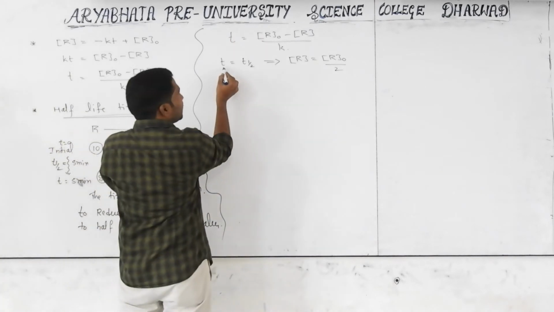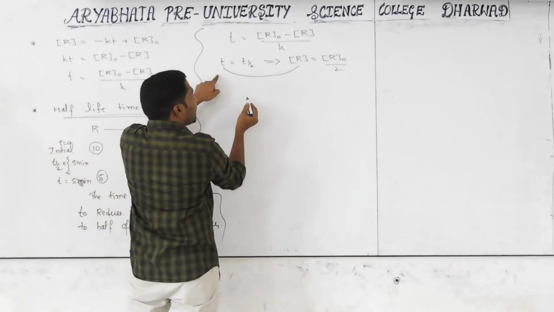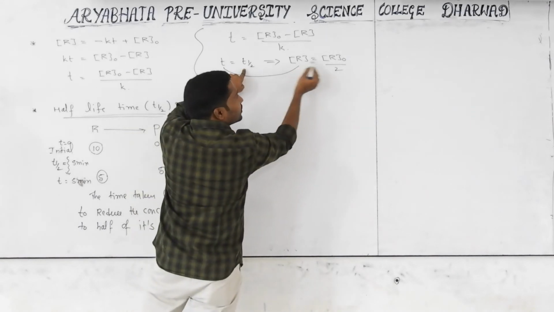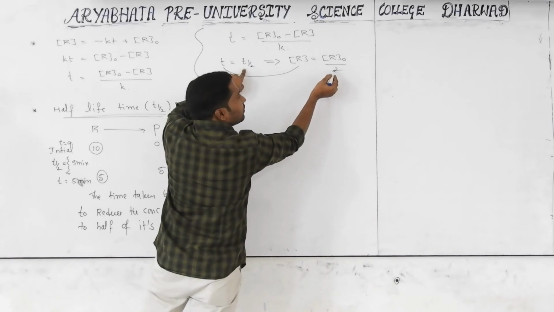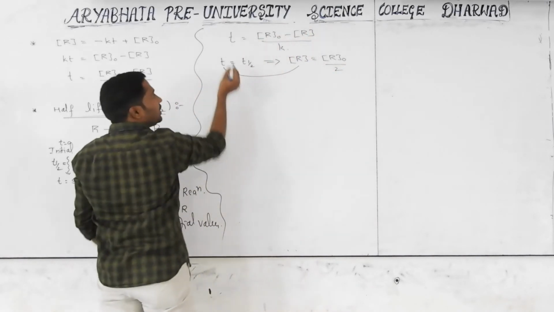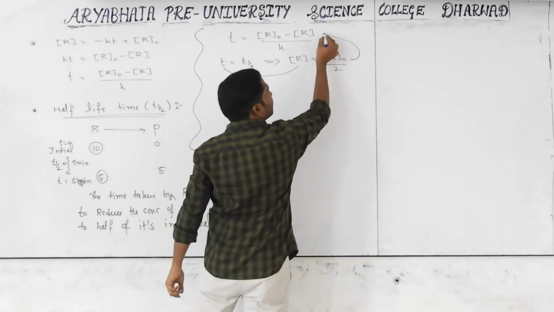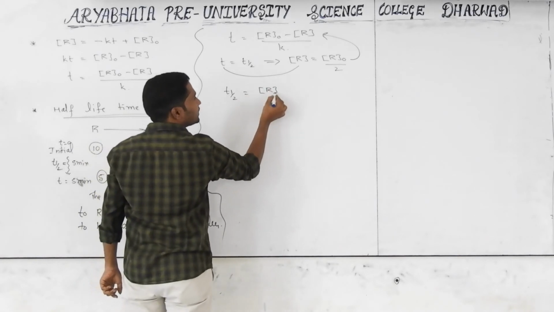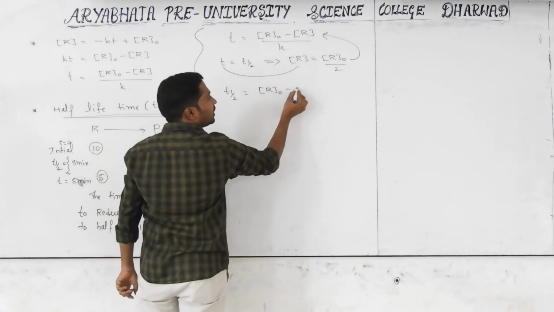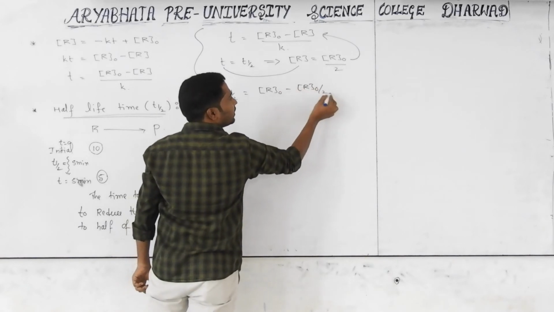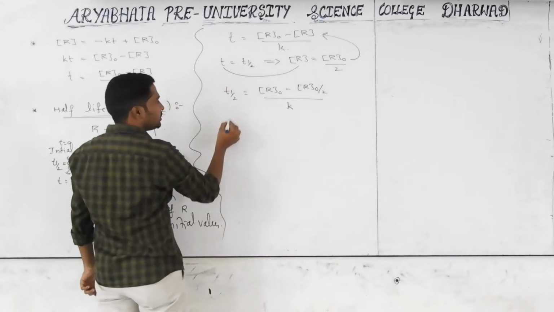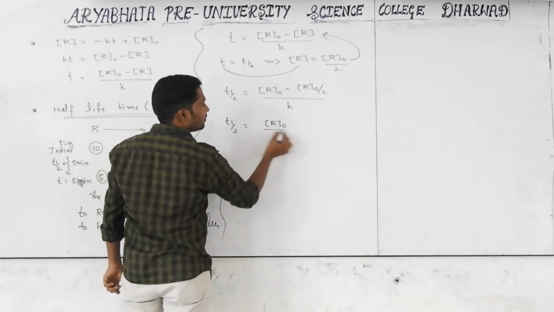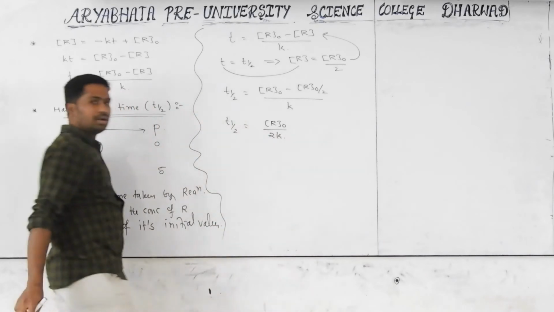So automatically the concentration of the reactant at that time becomes initial value by 2. At a time t, concentration is R. If time is half-life time, what happens? Yes, sir. At that time, the concentration becomes half of the initial value. Can you substitute in the previous equation? Instead of t, what can be written? Yes, very good. Half-life time is equal to R0 as it is. But instead of R, what can be written? R0 by 2, divided by K. Take LCM and simplify, we get R0 by 2K.